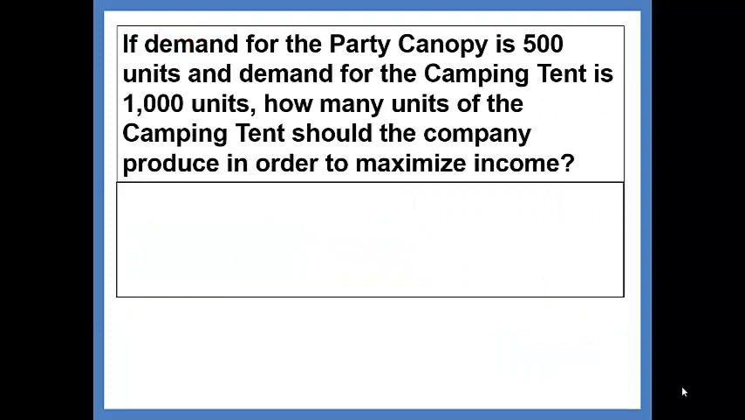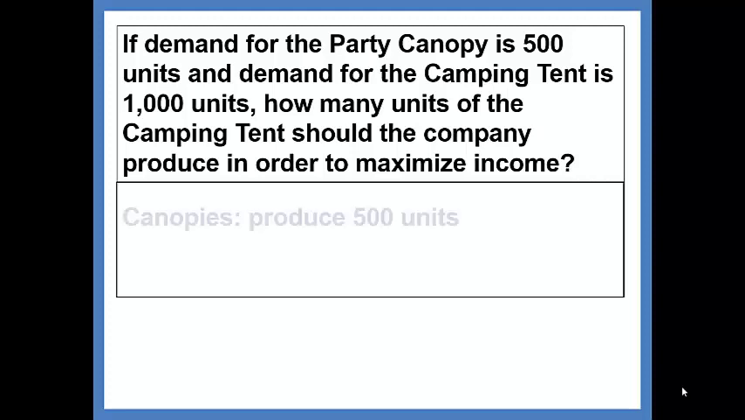So we would emphasize the party canopy, but the problem goes further. It says if demand for the party canopy is 500 units and demand for the camping tent is 1,000 units, how many units of the camping tent should the company produce in order to maximize income? All right, so remember the party canopy is the more profitable product, and they're asking about how many of the less profitable product we should produce.